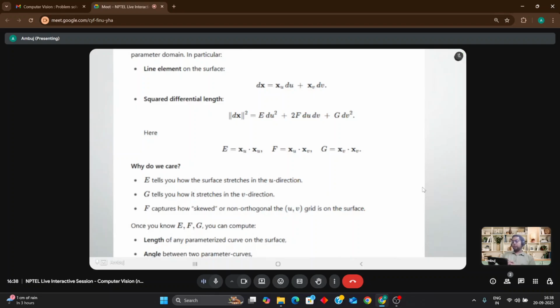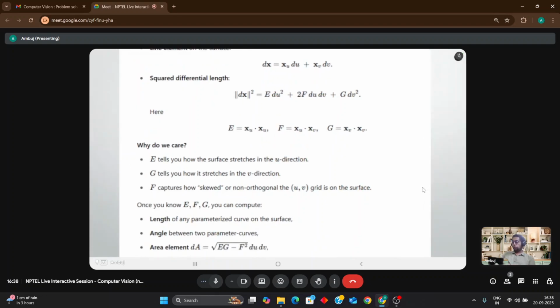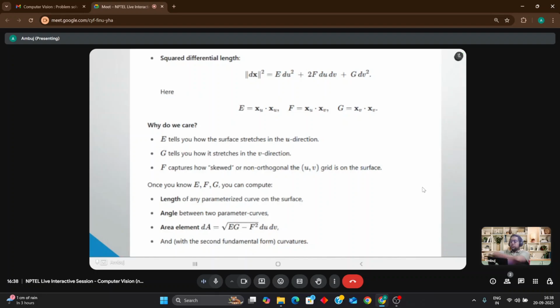Now the squared differential length is double mod dx squared, which is E du² plus 2F du dv plus G dv². E is nothing but xu dot xu, F is xu dot xv, and G is xv dot xv. E tells you how the surface stretches in the u direction, G tells you how it stretches in the v direction, and F captures how skewed or non-orthogonal the coordinate grid is on the surface.